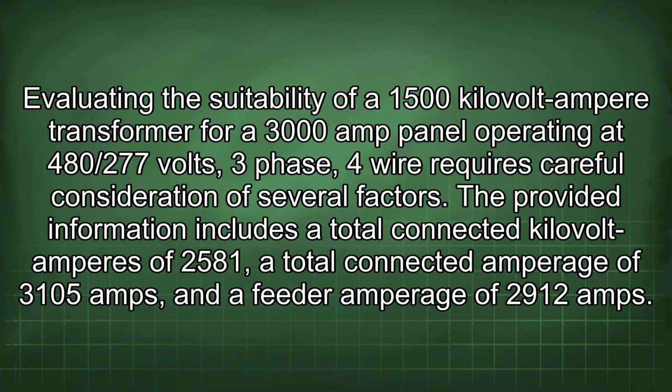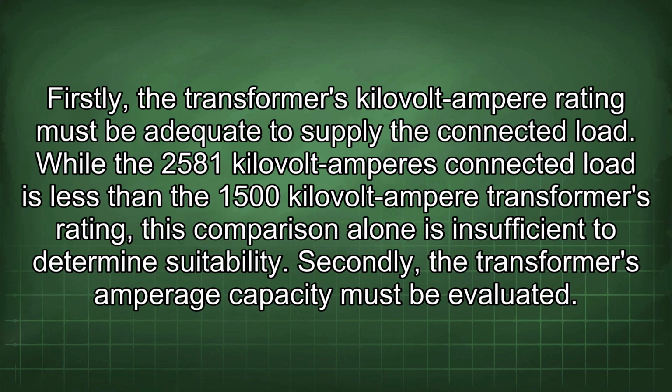Evaluating the suitability of a 1500 kVA transformer for a 3000 amp panel operating at 480/277 volts, 3-phase, 4-wire requires careful consideration of several factors. The provided information includes a total connected kilovolt-amperes of 2581, a total connected amperage of 3105 amps, and a feeder amperage of 2912 amps. Firstly, the transformer's kilovolt-ampere rating must be adequate to supply the connected load.